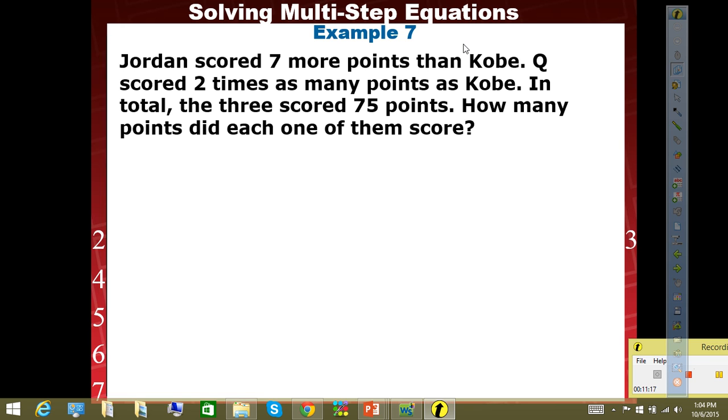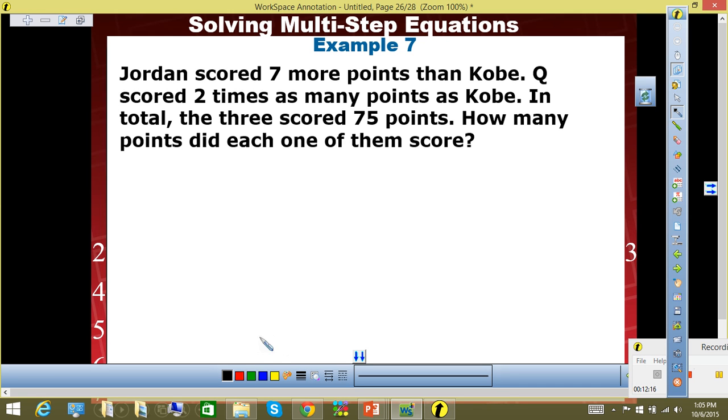CUBES means that you're going to circle important numbers, underline questions, box keywords, eliminate information not needed, and at the end, draw pictures or diagrams in case you need them. So, check this out. To get started, first things first, let's circle important numbers that they give us.